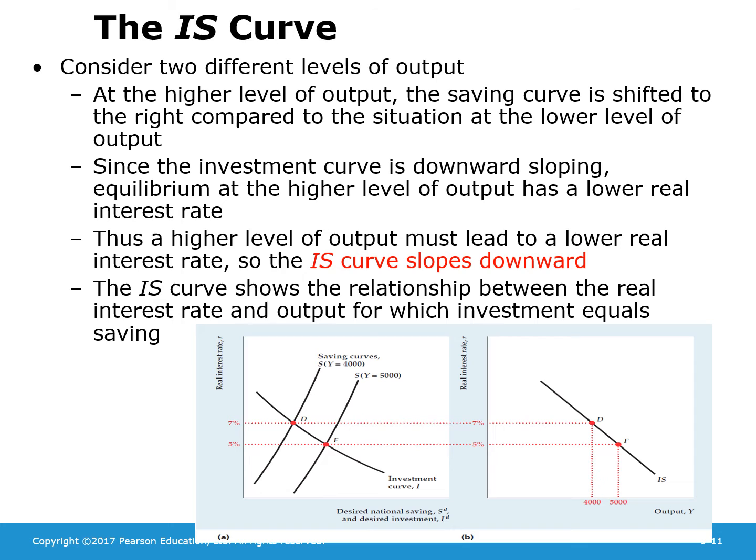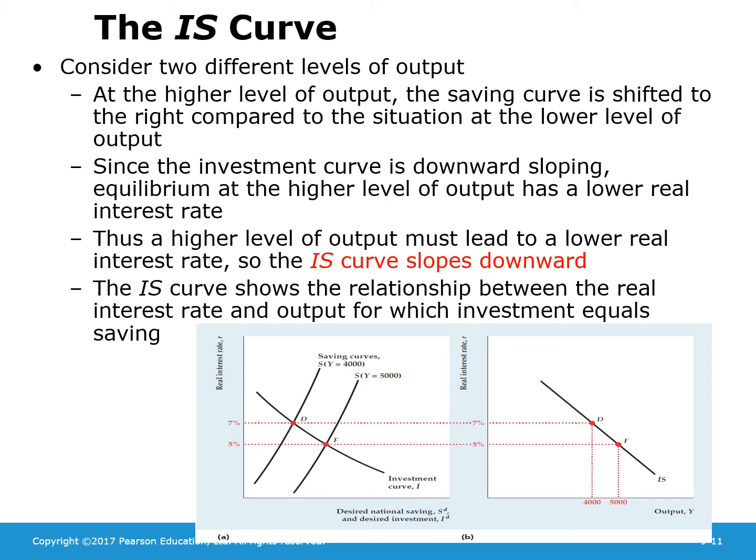Again, you have to look at the figures and see what we are talking about. Since the investment curve is downward sloping, equilibrium at the higher level of output has a lower real interest rate. What's the implication of the increase in Y on the real interest rate? This is the relation we are plotting to get the IS curve. To derive the IS curve, we are deriving a relation between real interest rate and output, using the saving investment diagram. When Y increased, the equilibrium point shifted from point D to point F. So what happened to the real interest rate? It decreased from 7% to 5%.